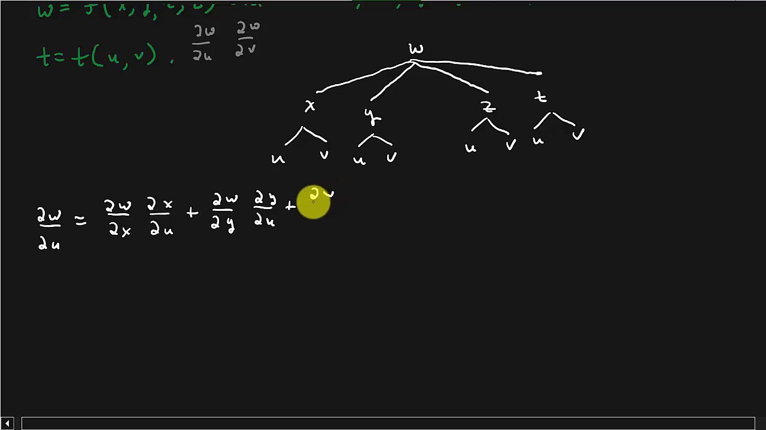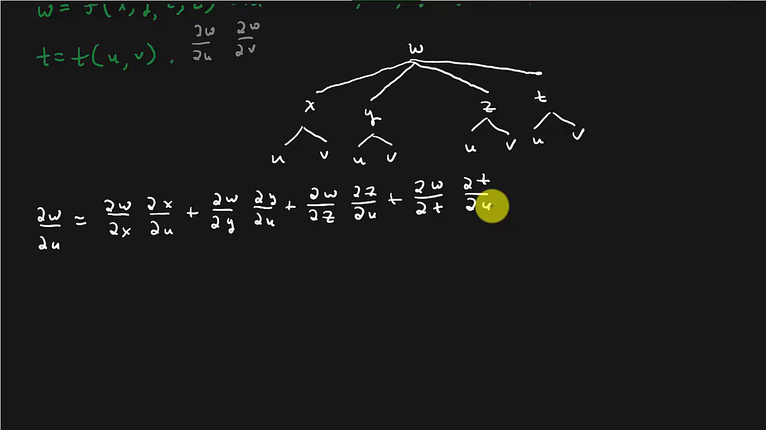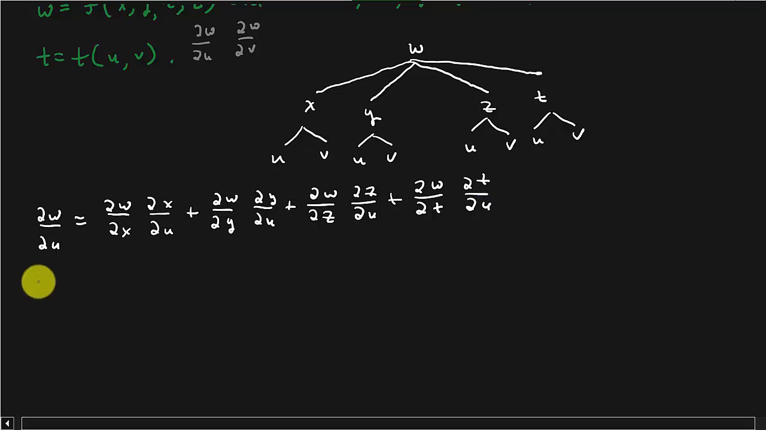And then we've got the partial of w with respect to z times the partial of z with respect to u, and then plus the partial of w with respect to t times the partial of t with respect to u. All right, so that would be our partial derivative, the partial derivative of w with respect to u. So why don't you pause the video right now and see if you can write the partial of w with respect to v. Okay.